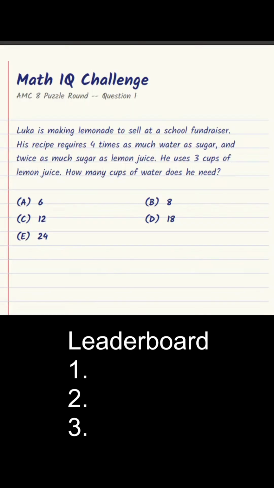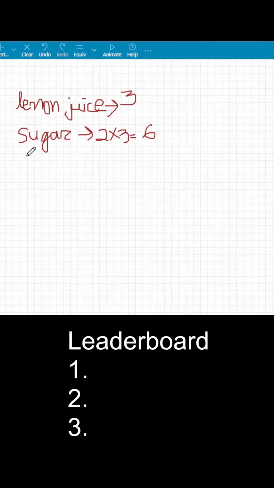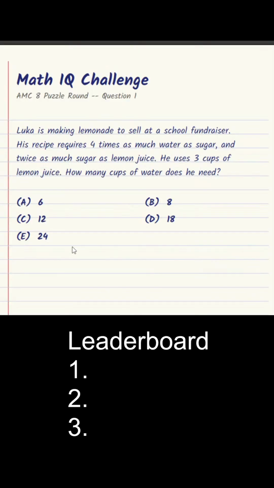And then the amount of water he needs is 4 times that of sugar. So for water it would be 4 multiplied by the amount of sugar, which is 6 cups. So 4 into 6 cups, that will be 24 cups. Okay, so 24 cups of water is required. So that means that option E is the correct answer.